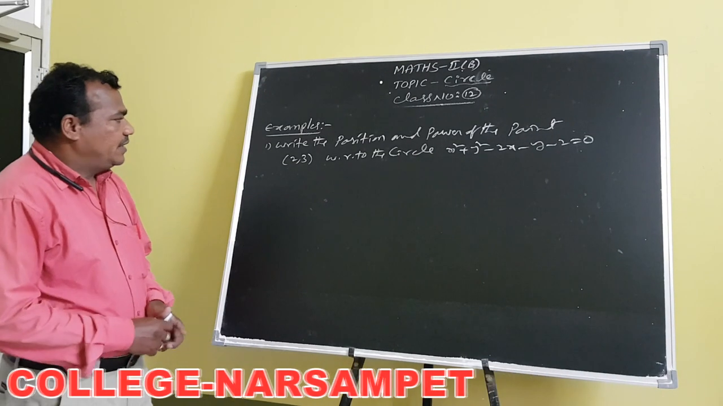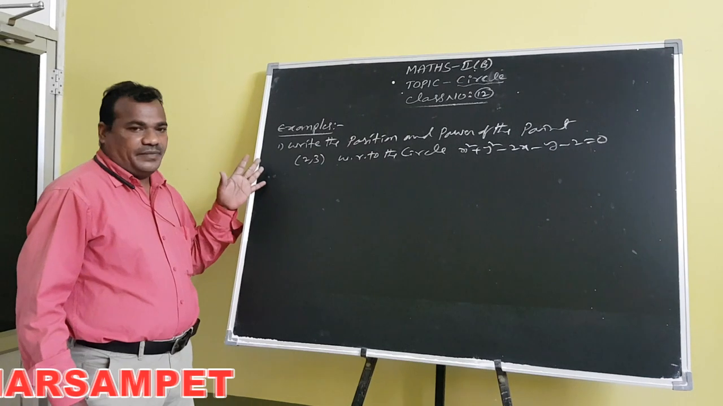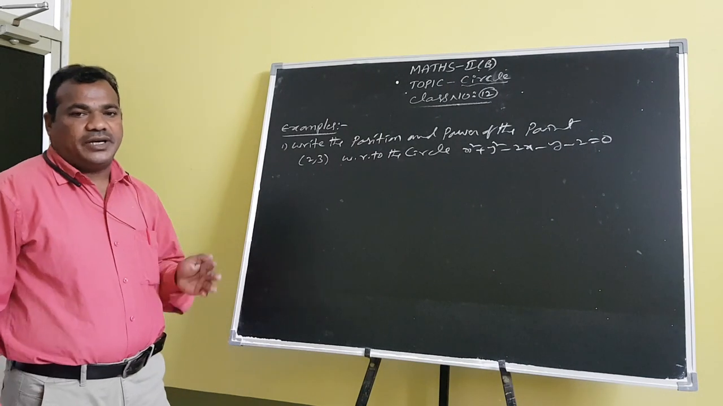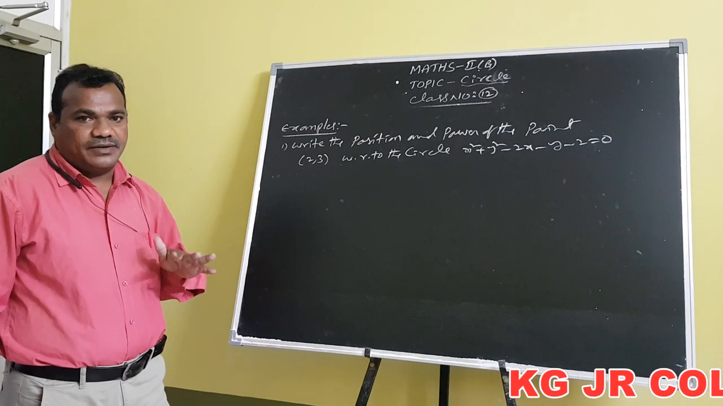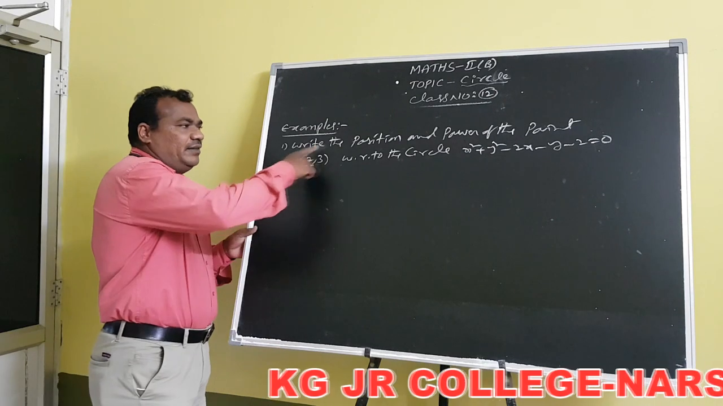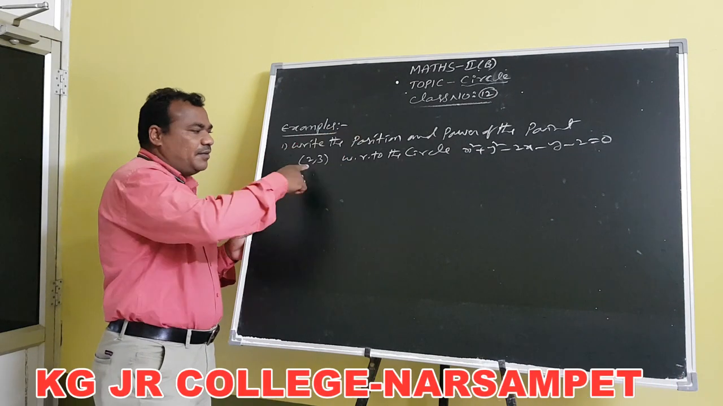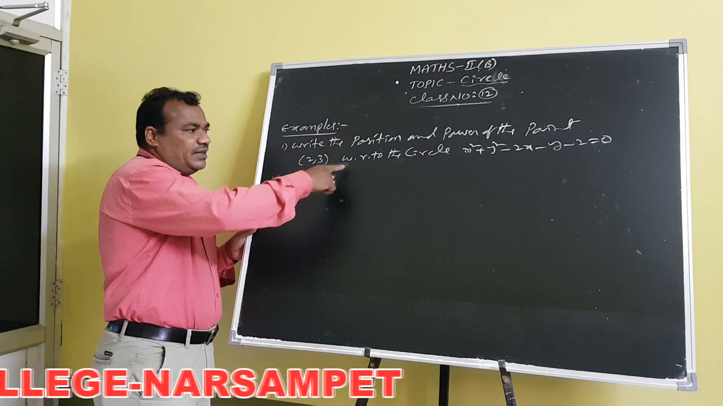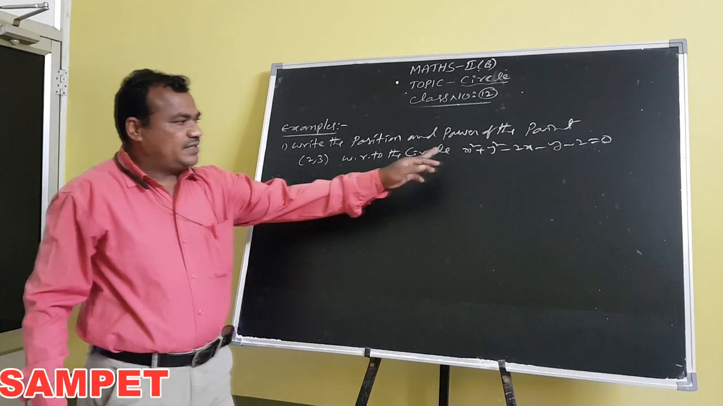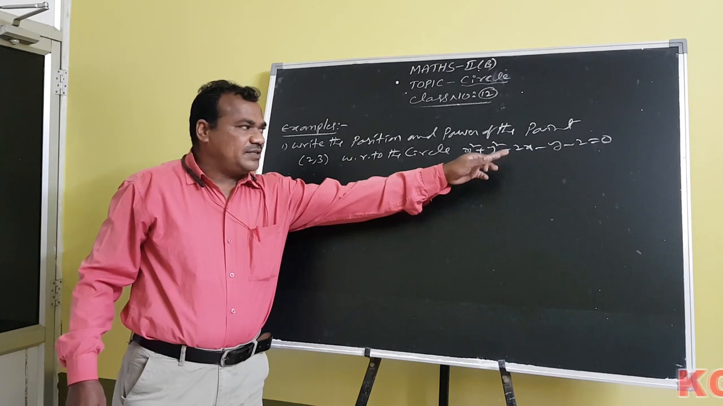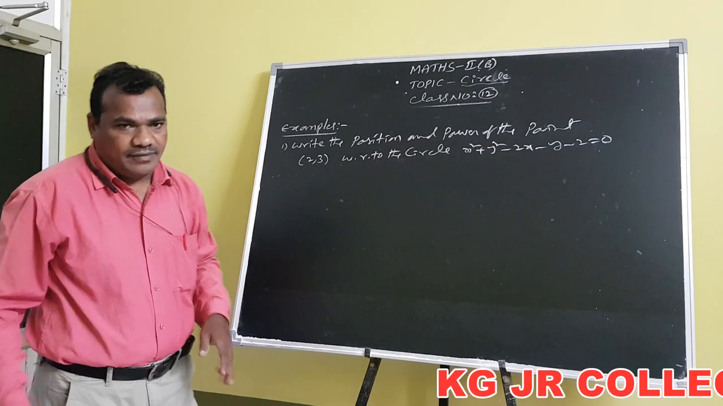Now, students, this is one of the examples depending on the position and power of the point with respect to the circle. Write the position and the power of the point (2, 3) with respect to the circle x² + y² - 2x - y - 2 = 0.